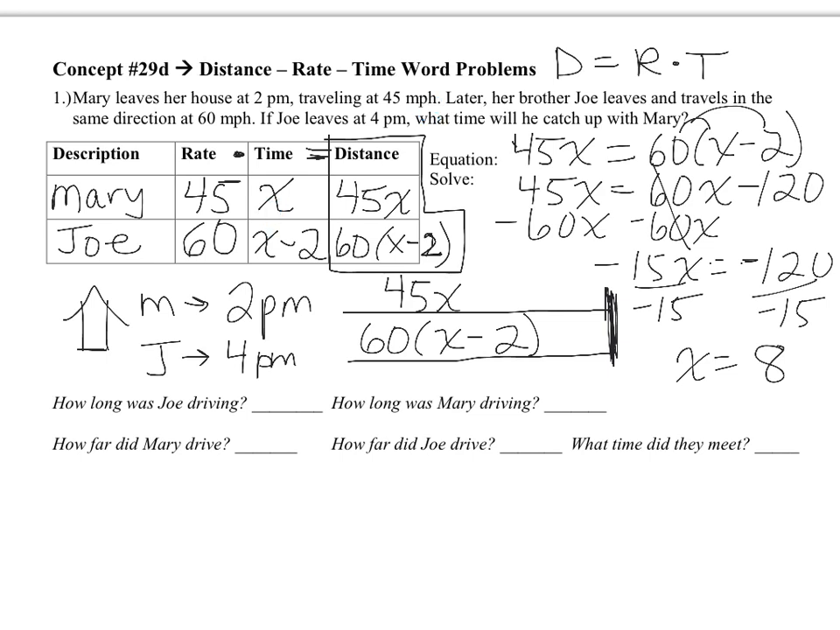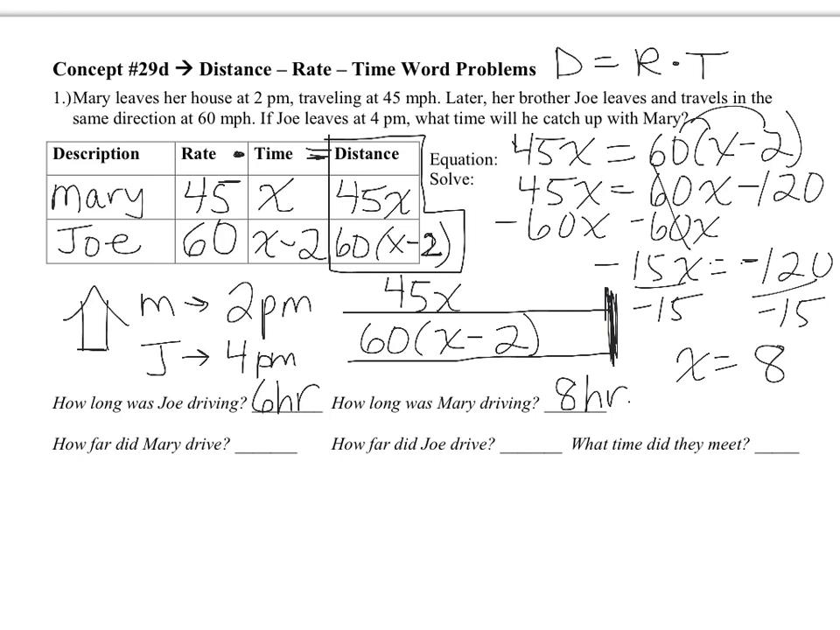Then it says, let's read all the questions. So what time will he catch up with Mary? Let's get to that question in just a second. Let's just answer all these questions. So how long was Joe driving? Well, Joe was driving x minus 2. So since x is 8, well, 8 minus 2 is 6. So Joe is traveling for 6 hours. How long was Mary driving? Well, that would be 8 hours because Mary is being represented by x.